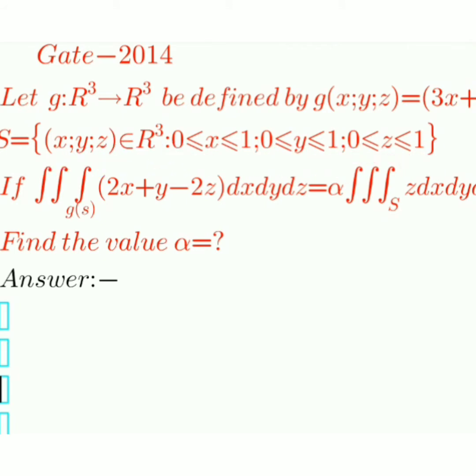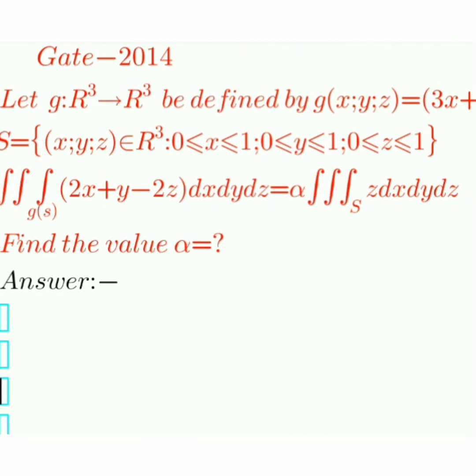So friends, if the triple integral over S of (2x + y + 2z) dx dy dz is equal to alpha, and the triple integral over S of g(z) dx dy dz, then whatever we see, this is the integration under the function G. So friends, I want to change the coordinate systems.